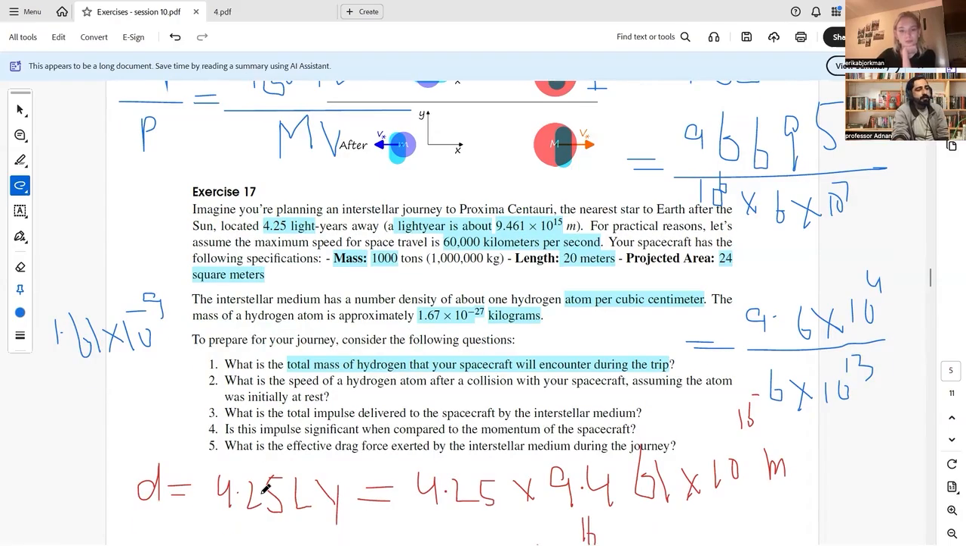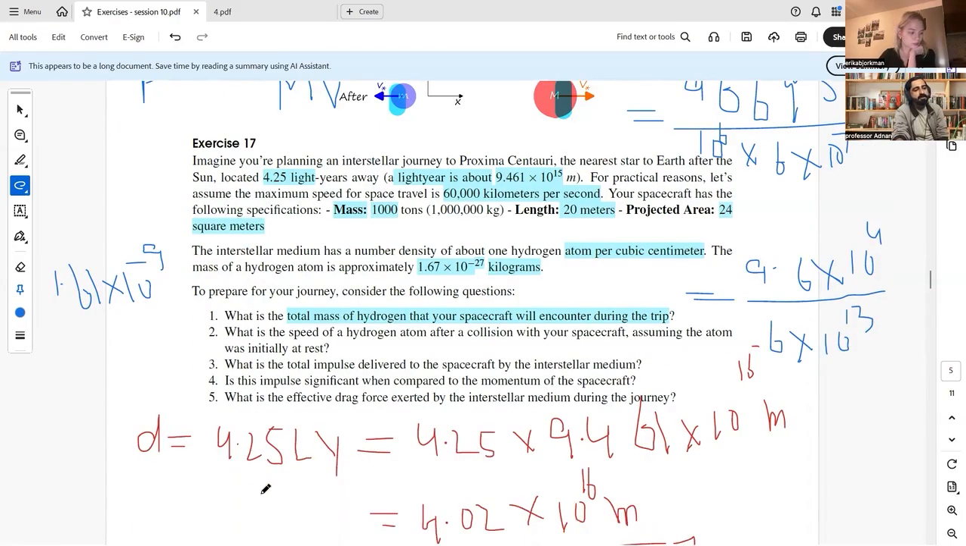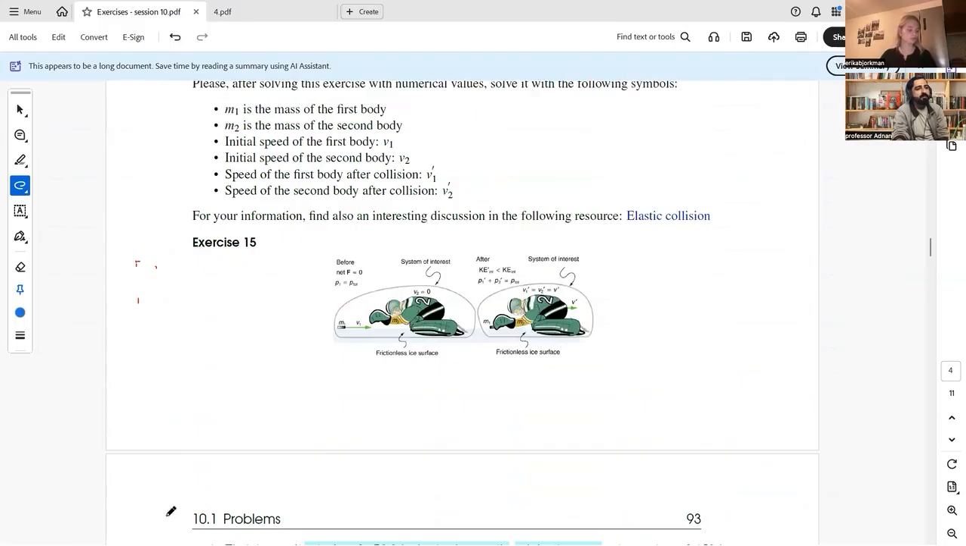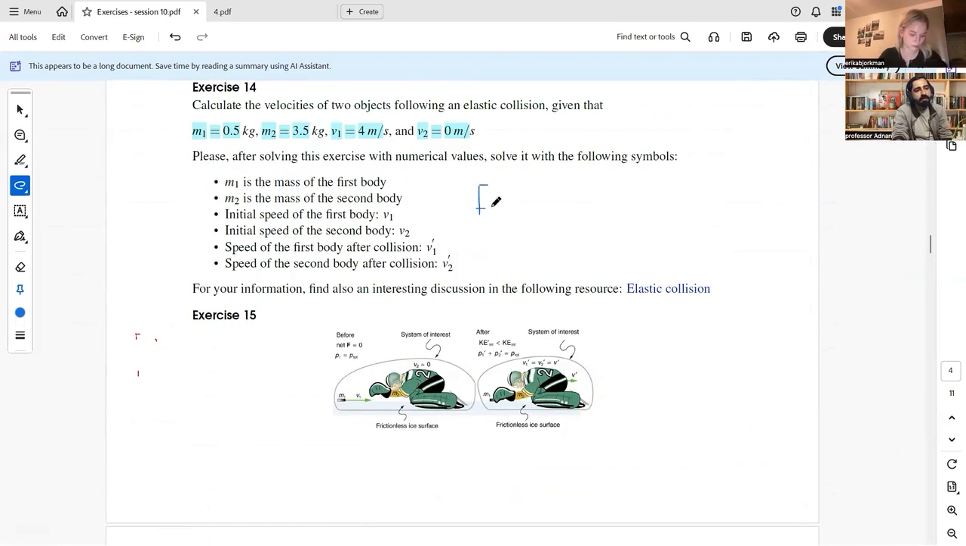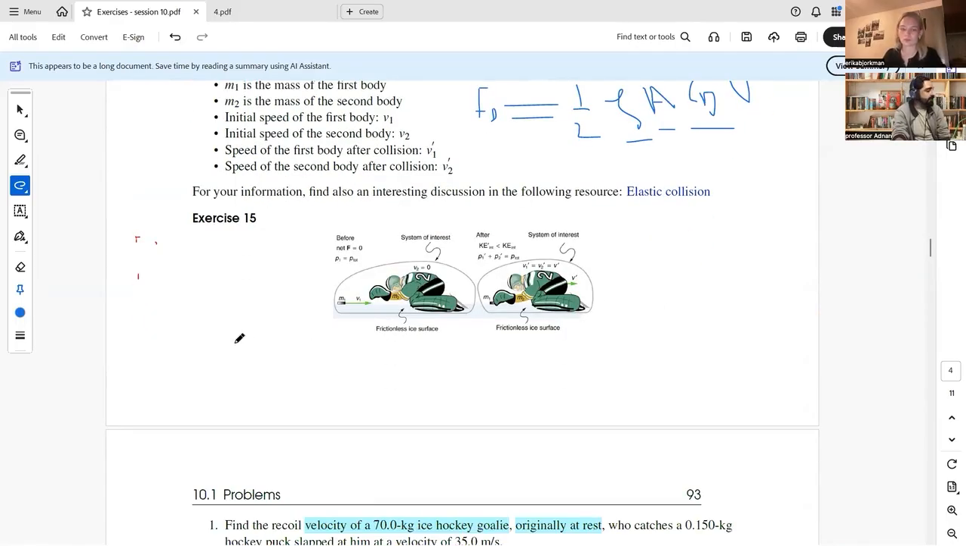Last question. What is the effective drag force exerted by the interstellar medium during the journey? We need to calculate the effective drag force. The formula for the drag force that we have studied is Fd equal to 1 by 2 rho A CD V square. Here they have not given us rho, area, or CD of the medium, so we will use a different way to calculate the drag force. We will use the relation of the impulse for that purpose.